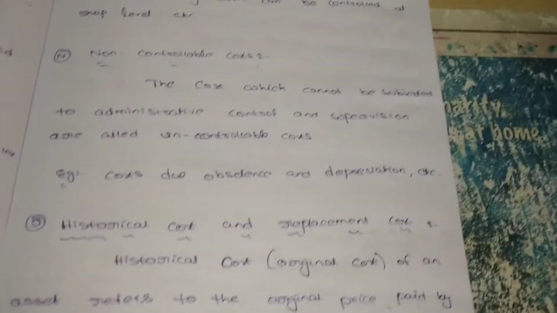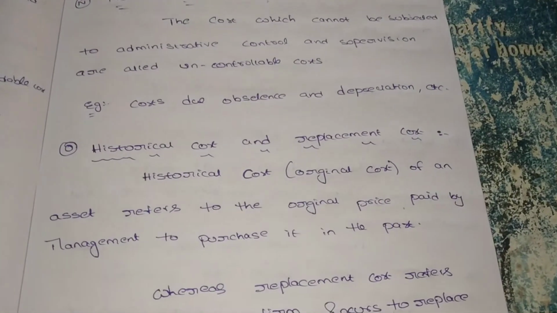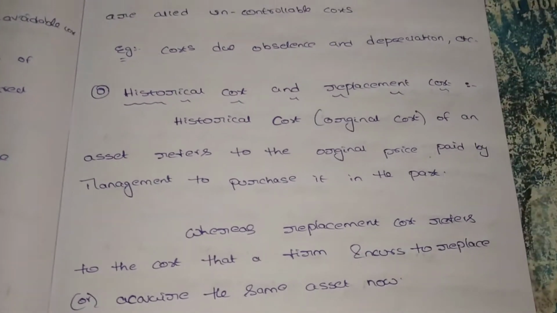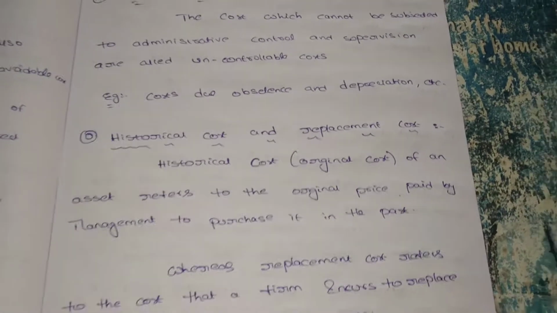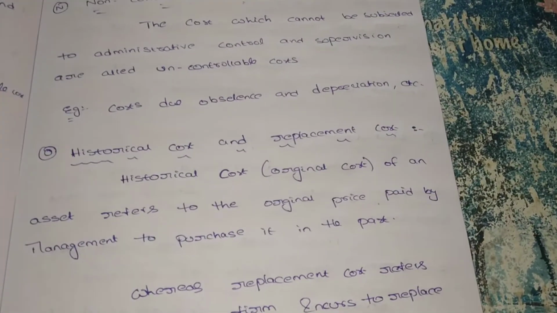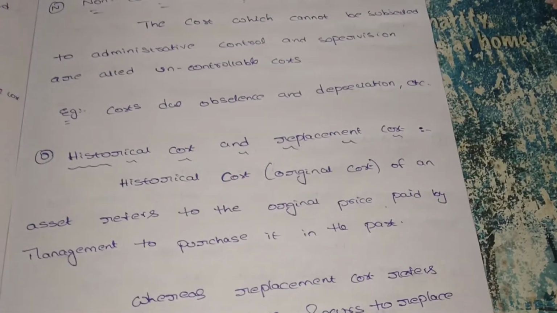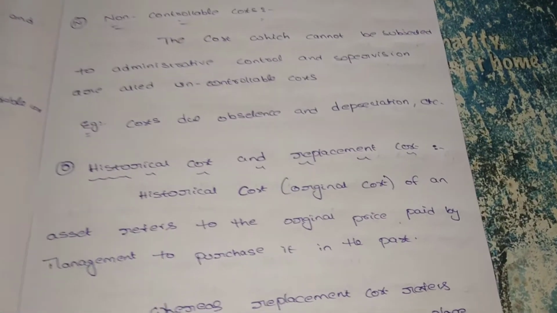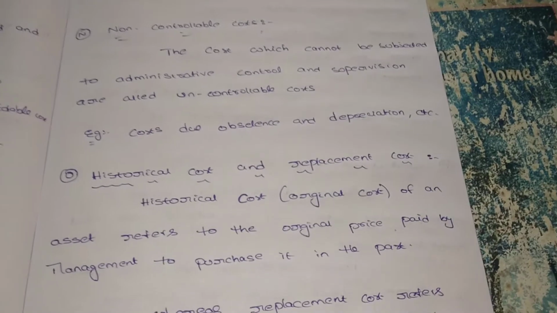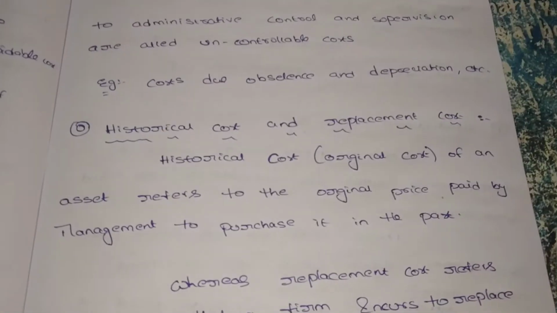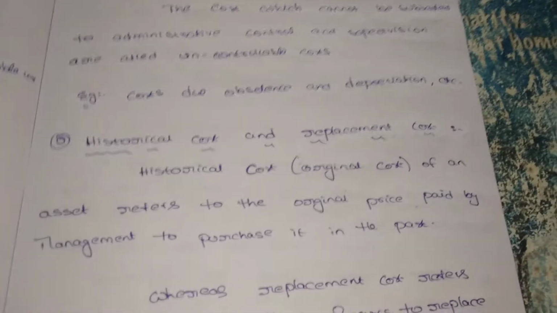Let's see here. Up to now we discussed non-controllable cost. Today we are continuing, and the next cost is historical cost and replacement cost. What is a historical cost? Historical cost is nothing but when we purchase an asset, how much we pay for purchasing that asset, we can say it is the historical cost. Suppose in 2019 I purchased a land, its cost is 1 crore. So my historical cost is 1 crore.